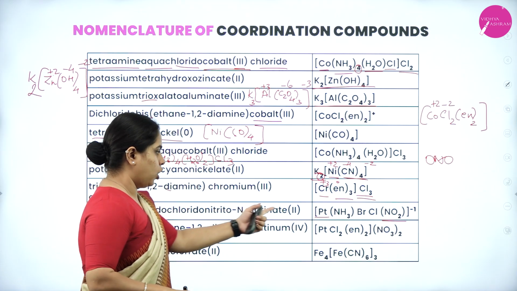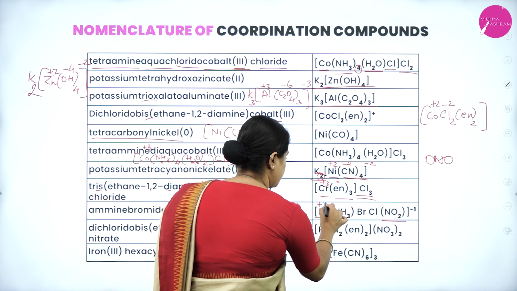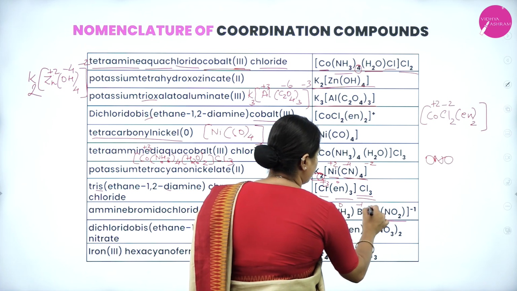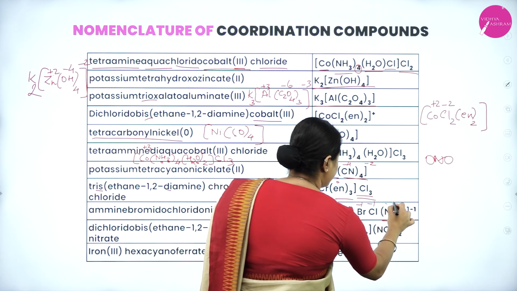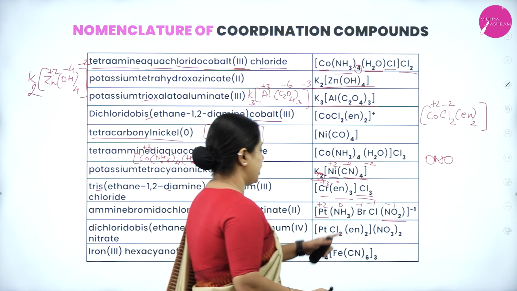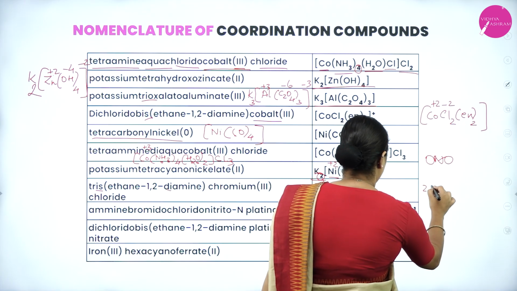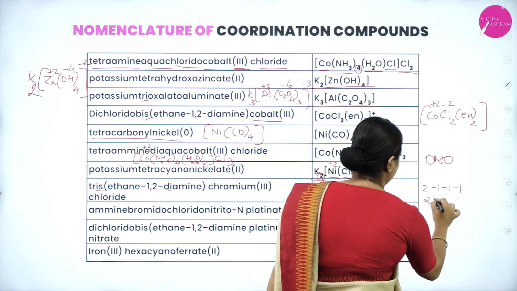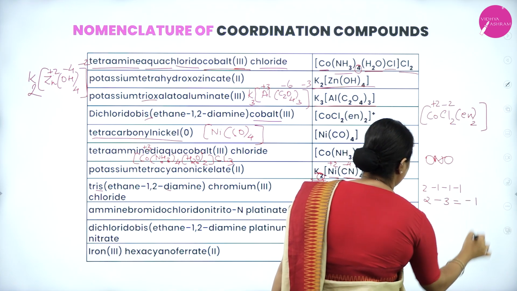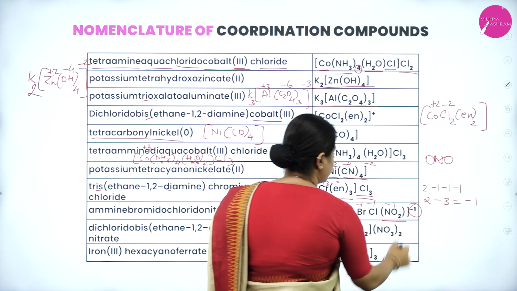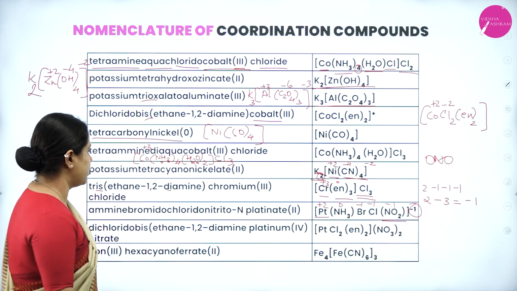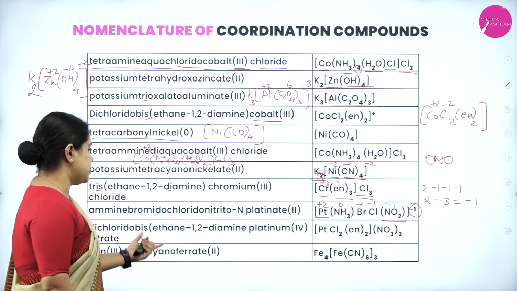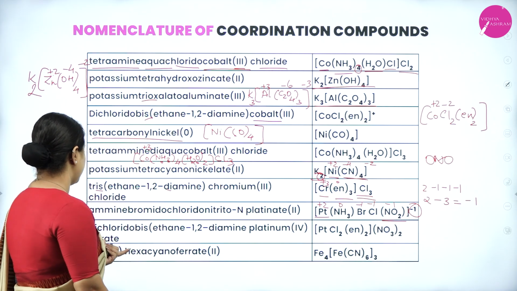Now the oxidation number on platinum is given as +2, right? Ammine is neutral. Bromido is -1, chlorido is -1, nitrito is -1. Together if we calculate, it is 2, -1, -1, -1, so that is 2 minus 3, which equals -1. That will be the charge on your coordination sphere, right? So next one is dichlorido bis(ethane-1,2-diamine)platinum(IV) nitrate.